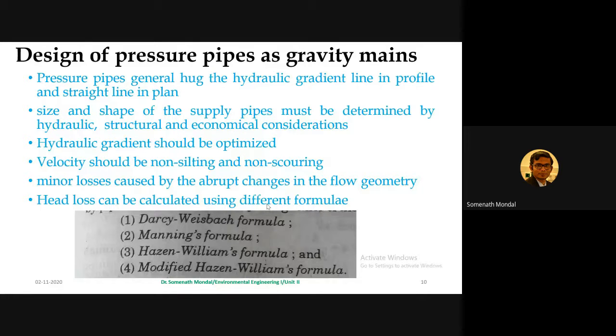And at the same time there will be excessive loss of pressure head due to friction. So that is why the velocity should be non-silting and non-scouring. This is very important. So the flow velocities are normally kept between 0.9 meter per second to 1.5 meter per second. Fine. This is the velocity which is maintained within these pressure conduits or pipes.